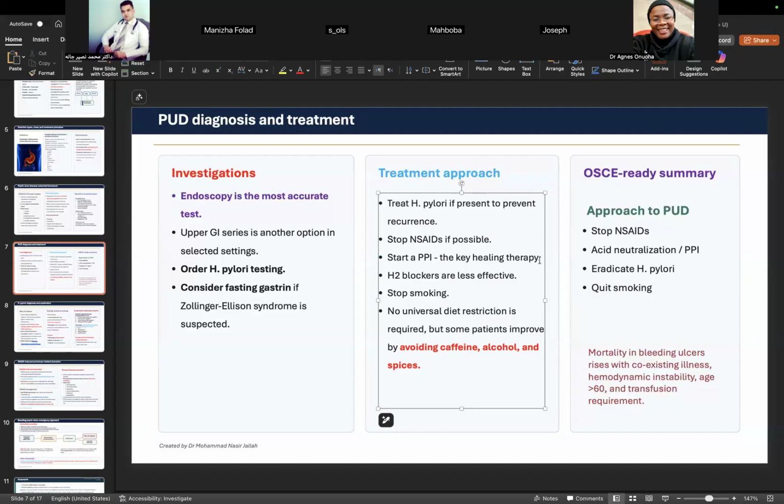For example, if the patient has rheumatoid arthritis, so he can't stop it, right? So in that case, just continue the PPI and continue the non-steroid anti-inflammatory drug. Start PPI, the key healing therapy; H2 blockers are less effective. Stop smoking. Obviously, these are the things we have to pay attention to when we are doing the counseling.